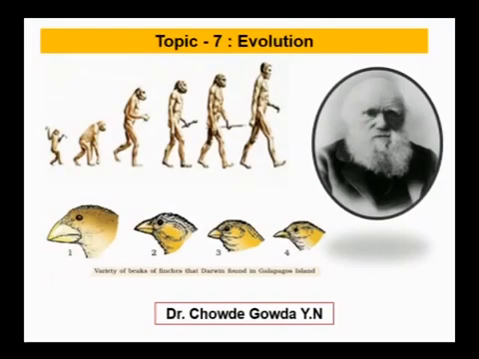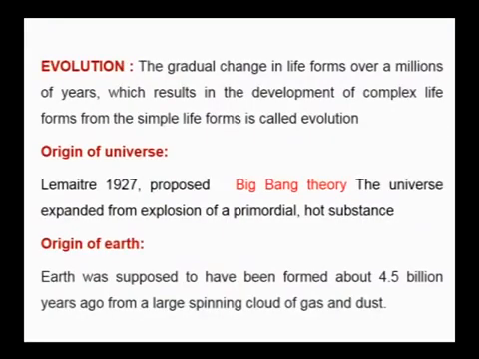Now, what is evolution? It is the gradual change in life forms over millions of years, which results in the development of complex forms of life from simple life forms. Before going to details of evolution of life forms, let us discuss the origin of universe.